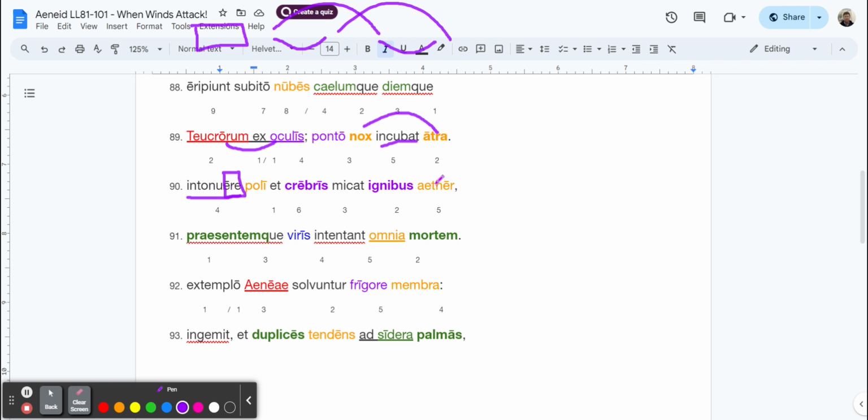And the upper air flashes, twinkles, with frequent fires, probably lightning, right? And everything portends, or everything threatens, an instant death for the men.